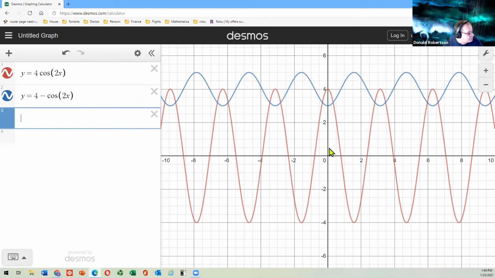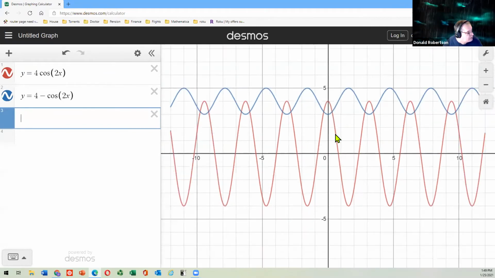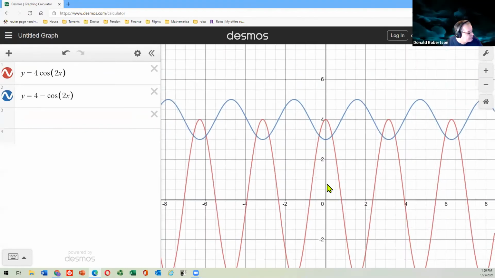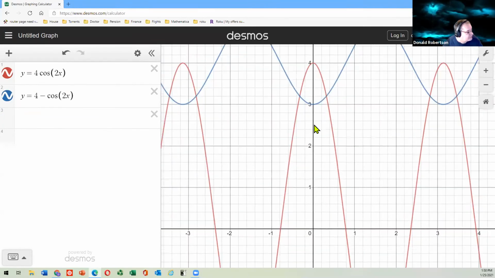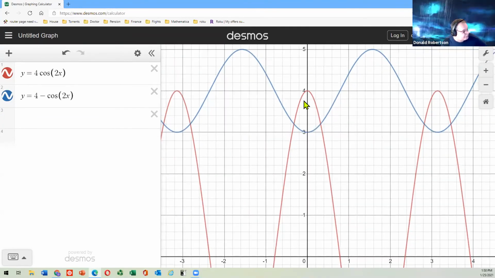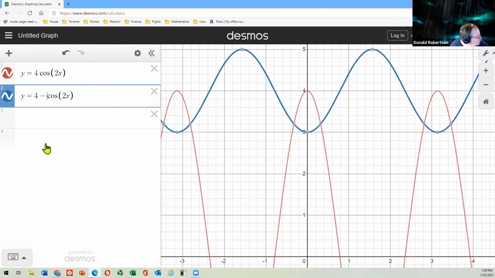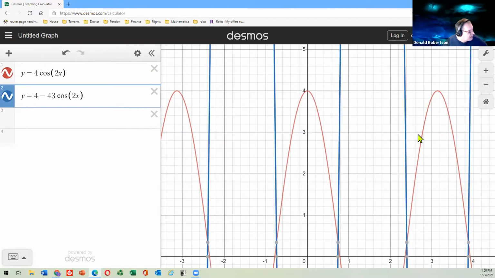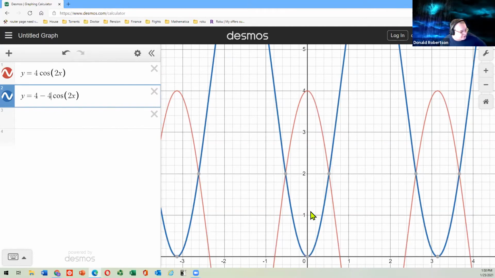I can tell from this picture that I don't need anywhere near as much of this. In fact, the area between them is this little guy here. Do you see it? Well, for the second equation, it's 4 minus 4 cosine 2x. It's pretty much the same idea, but just a bigger version, right?